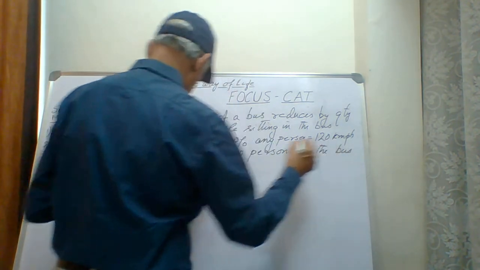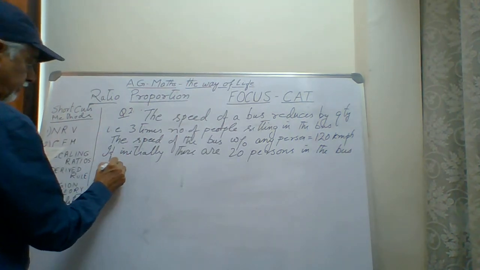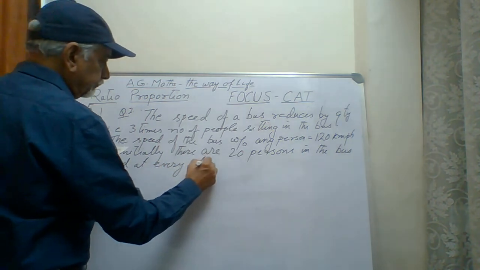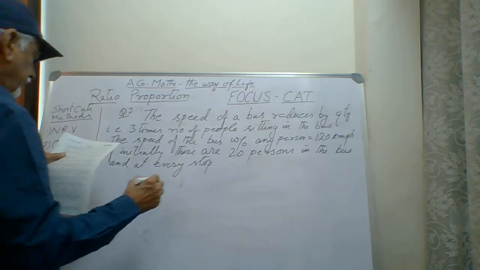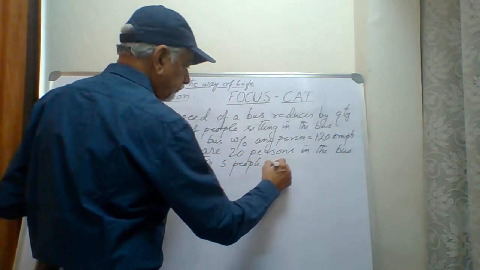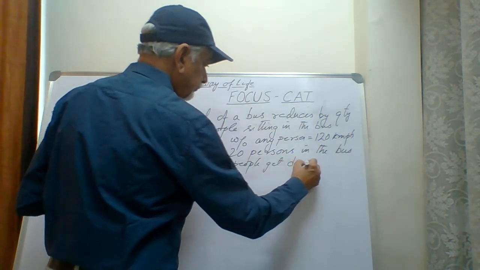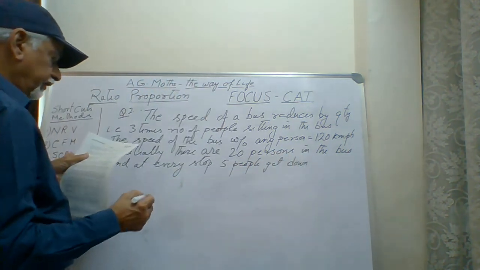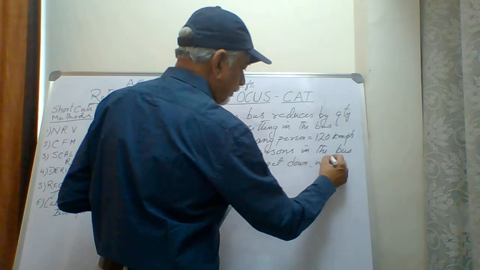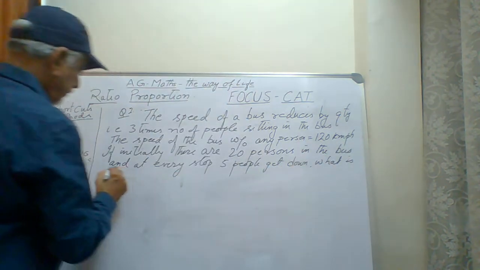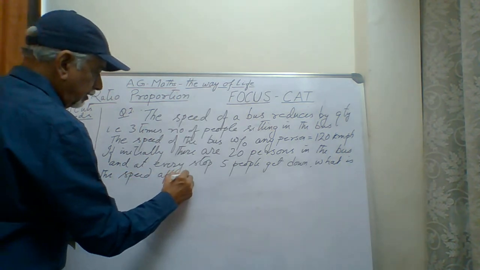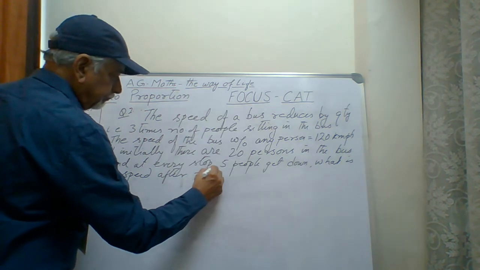and at every stop 5 people get down. What is the speed in kilometer per hour after the third stop?